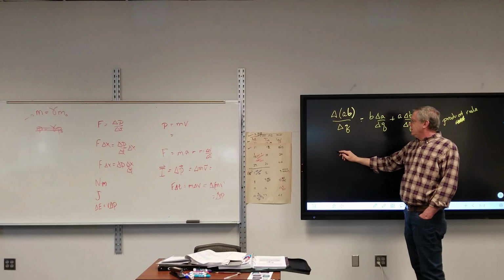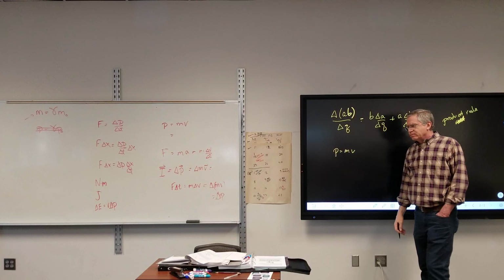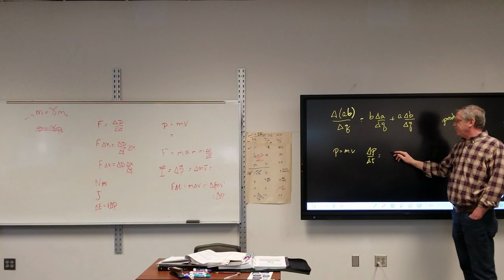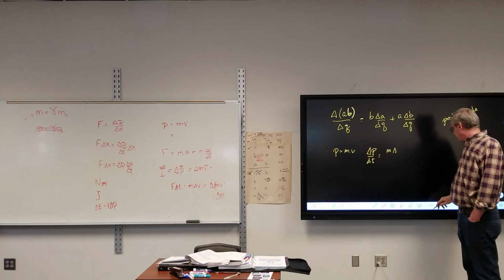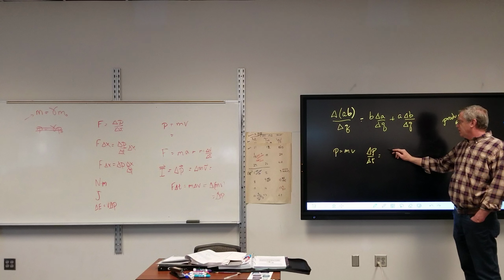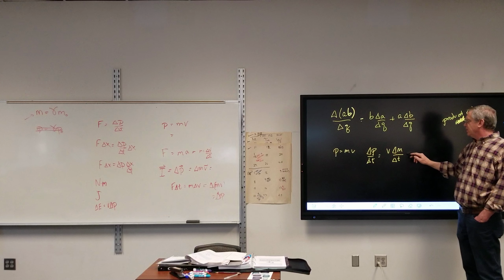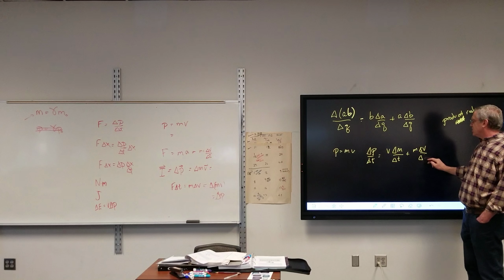So momentum is mass times velocity. If I'm looking at the change in momentum versus the change in time, I would end up with, well, actually do it in the same order as up there, the velocity times the change in mass over the change in time, plus mass times the change in velocity over the change in time.